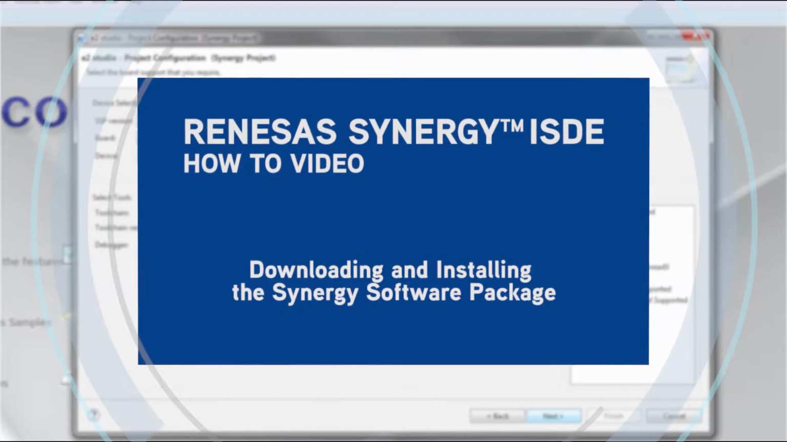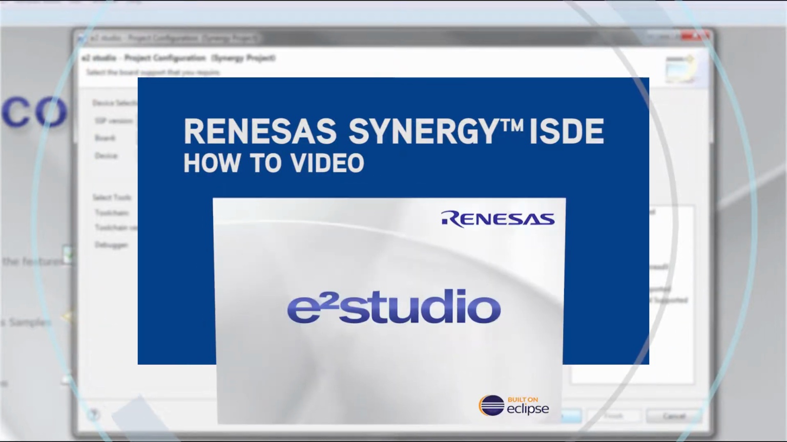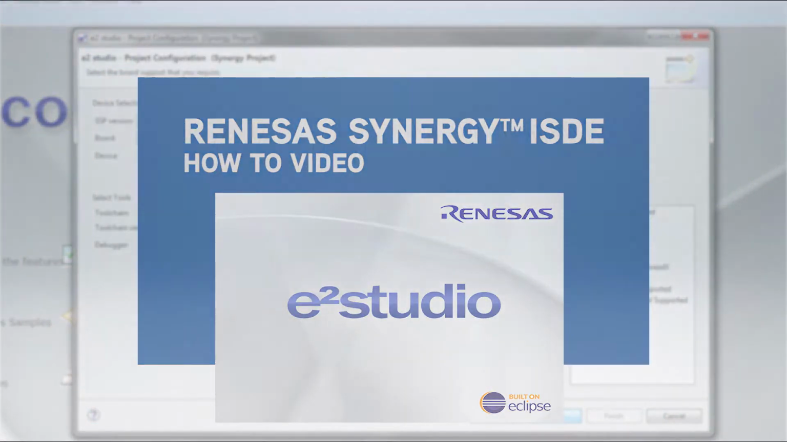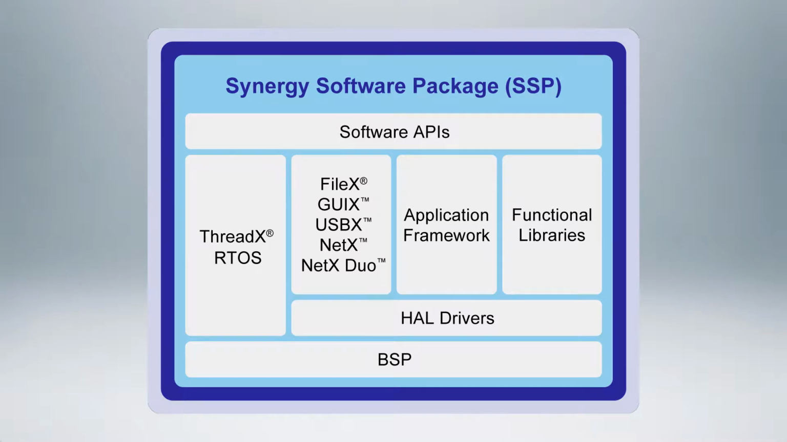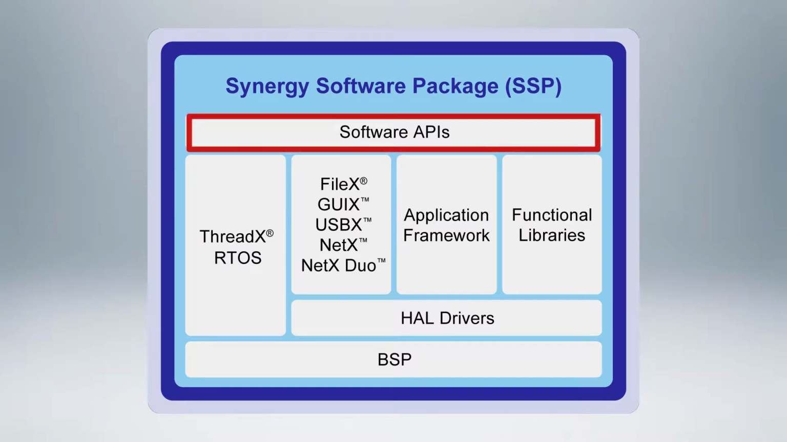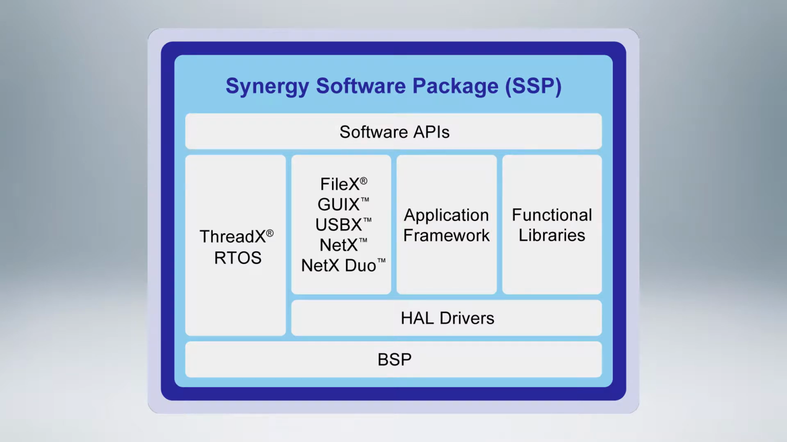Synergy ISDE how-to video, downloading and installing the Synergy software package. This video presentation will demonstrate how to download and install the Renesas Synergy software package, known as SSP, into E2 Studio. The SSP is the software platform package that contains ThreadX RTOS, hardware layer drivers, and middleware frameworks and application interfaces, or APIs. These packages have been tested and are certified to be production ready.